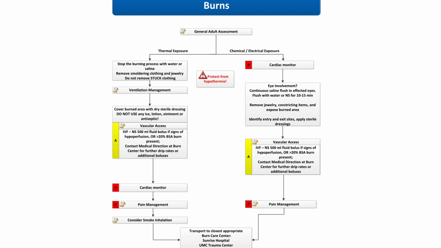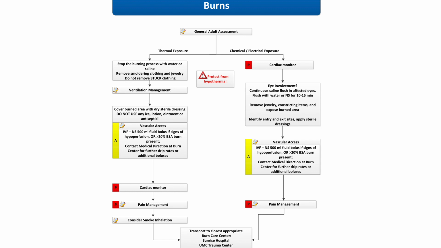So let's talk about treating burns here in Southern Nevada. This is our adult burn category. If we do have a victim of an adult burn, we need to determine whether or not it was a thermal exposure or whether or not it was a chemical or electrical exposure. For thermal exposures, we're going to start with stopping the burning process, removing any smoldering clothing and jewelry, and we do not want to remove any stuck clothing.